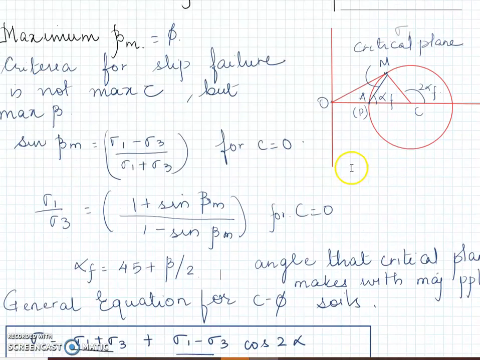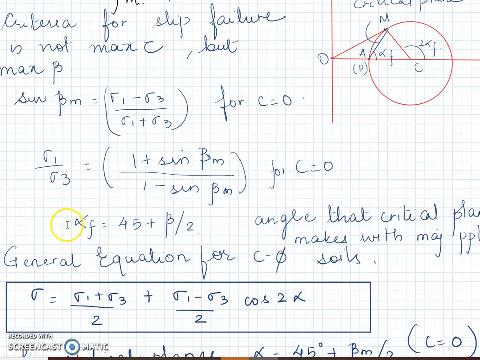there will be a sliding failure of the soil. So the equations that we studied, first of all, was alpha F is equal to 45 plus beta by 2. For numericals, when you have a statement saying that soil is at failure and impending failure, this beta can be taken as a value equal to phi. Second relationship, we got sigma 1 by sigma 3 is equal to 1 plus sine beta m upon 1 minus sine beta m. Again, this beta can be replaced by phi when the soil is at failure.